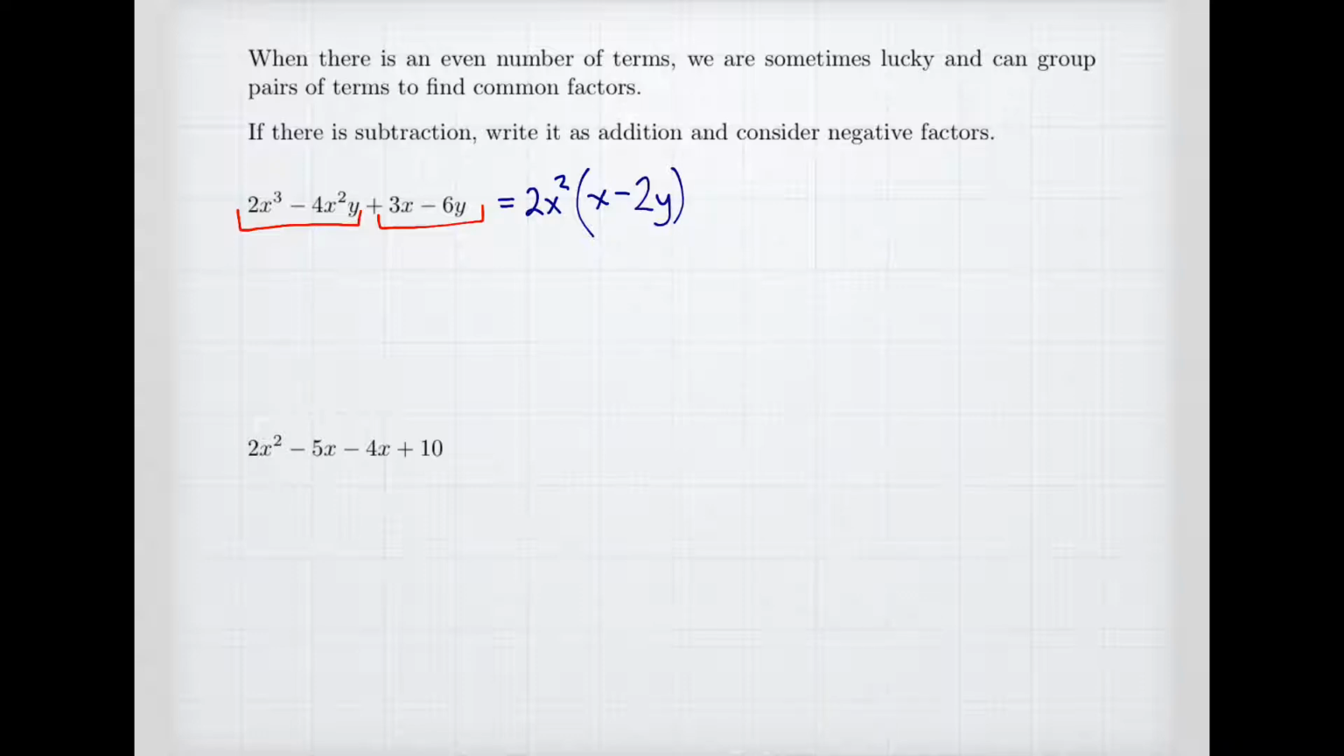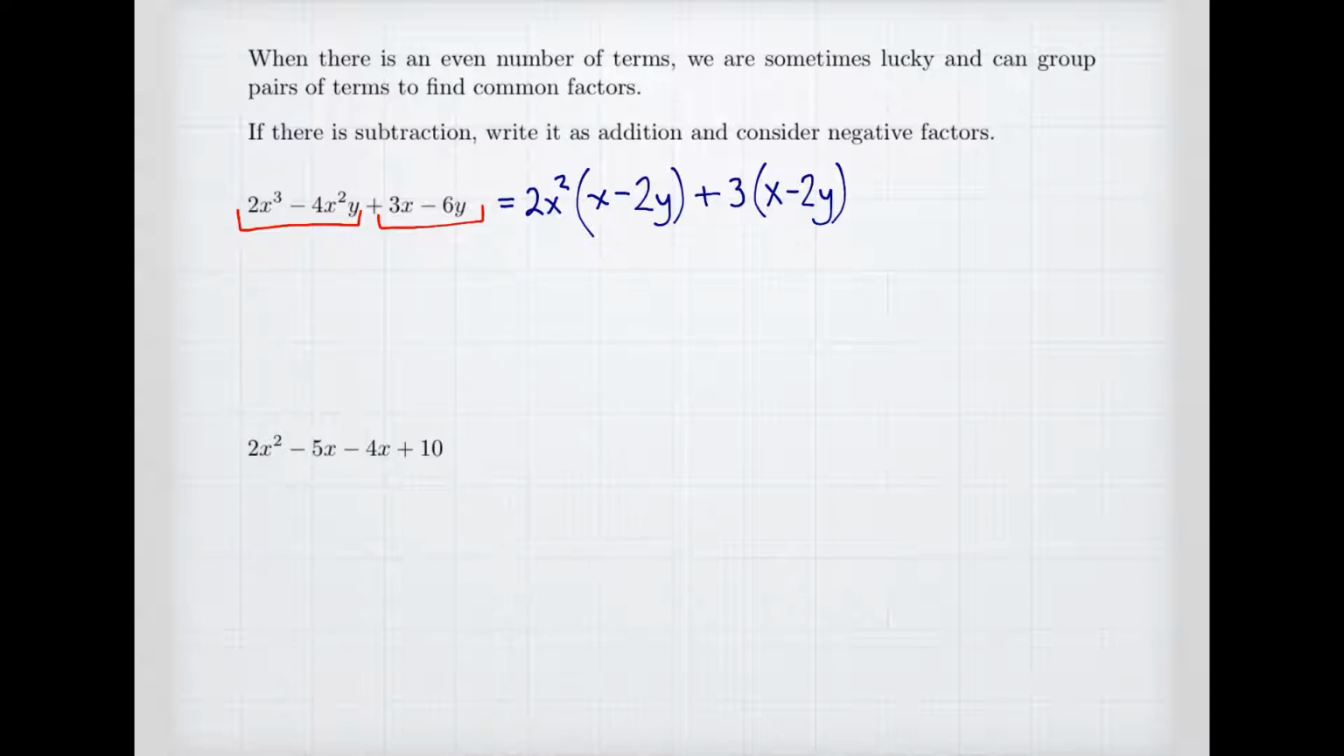Now we're going to focus on the second pair, and let's see what we get. So I've got 3x minus 6y. The 3 and the 6 I can see have a common factor of 3. So let's see what we get. So I get plus 3, it's a common factor, and I'm left with x minus 2y.